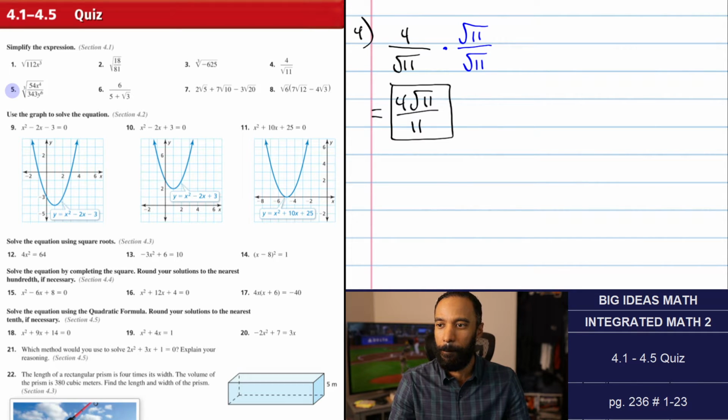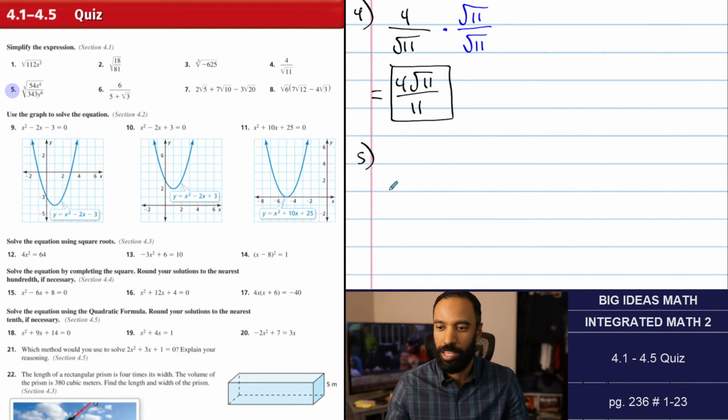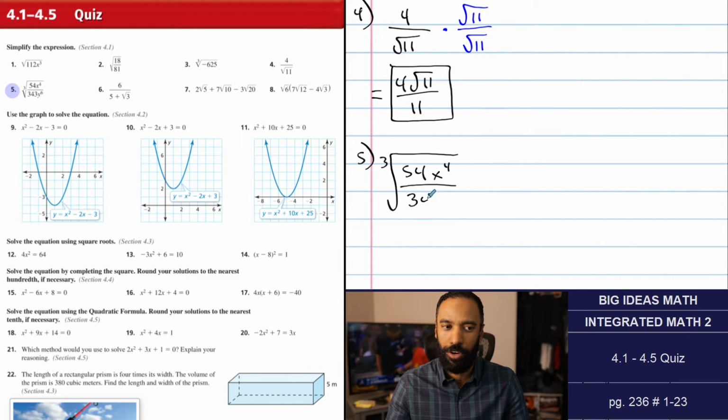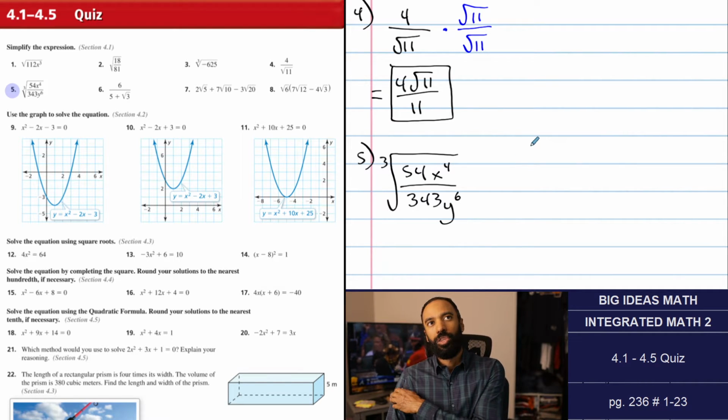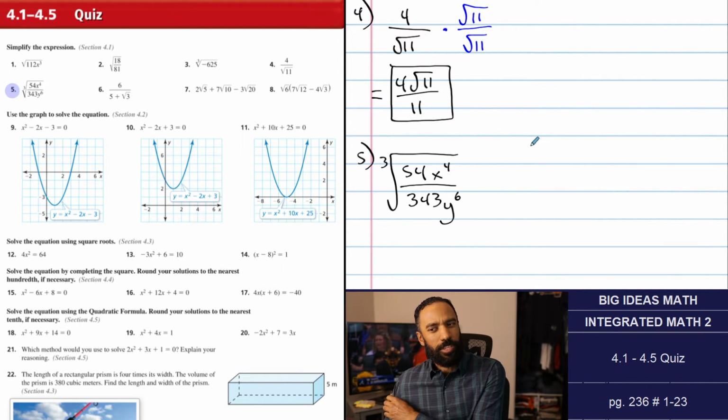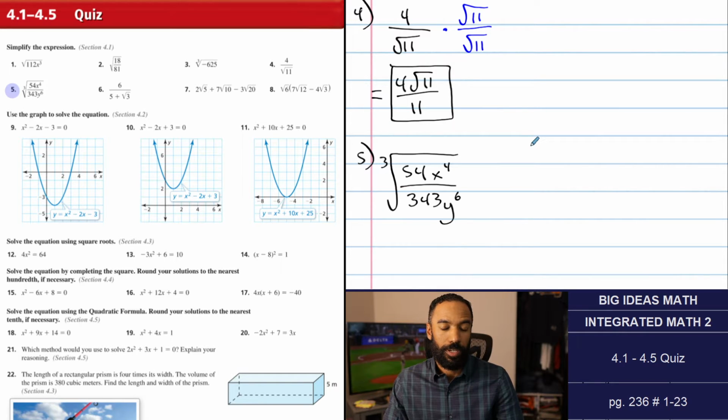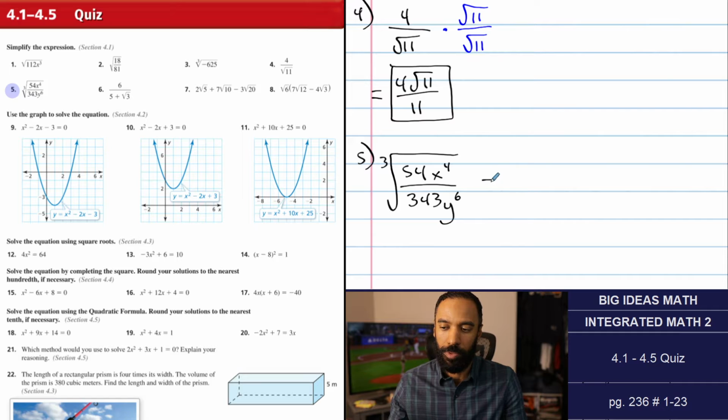That's a bigger set. We have a fraction, we have a cube root, and we have variables. 2 variables, no less. So cube root of 54x to the 4th over 343 y to the 6th. 343 is actually 7 cubed. I do know that off the bat. I'm going to deal with the bottom first because I feel like these are both perfect cubes.